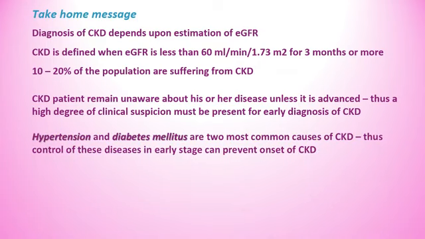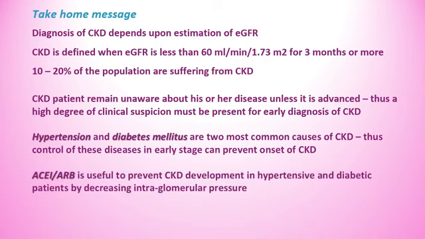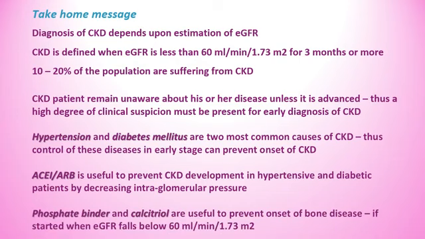Hypertension and diabetes mellitus are two most common causes of CKD. Thus, control of these diseases in early stage can prevent CKD onset. ACE inhibitor or ARB is useful to prevent CKD development in hypertensive and diabetic patients by decreasing intraglomerular pressure. Phosphate binder and calcitriol are also useful to prevent the onset of bone disease if started when eGFR falls below 60.